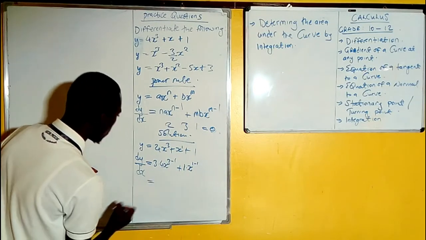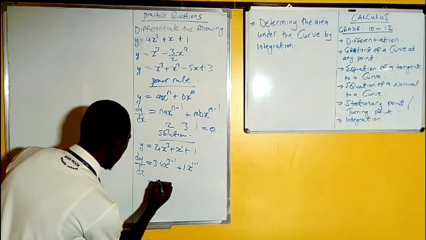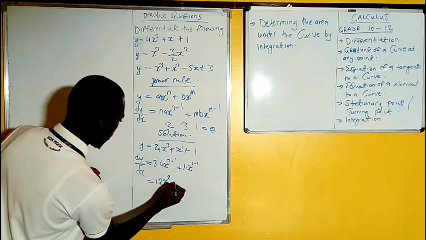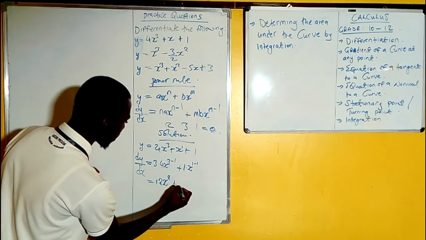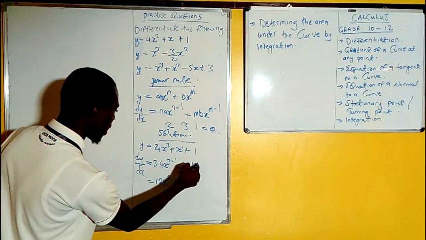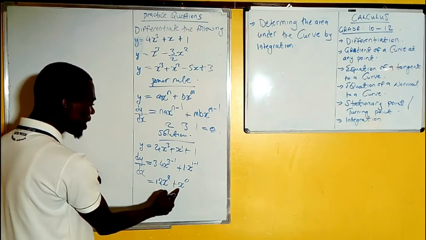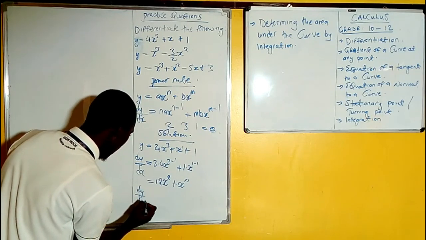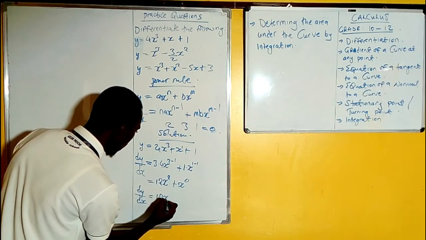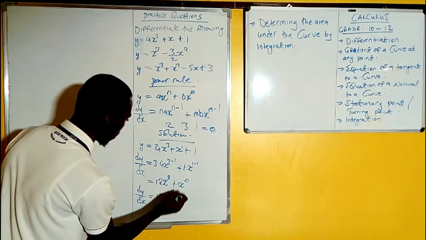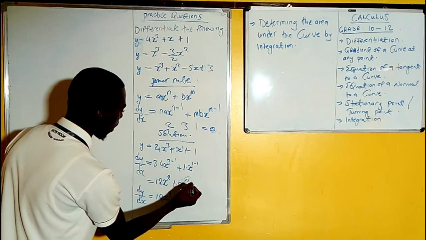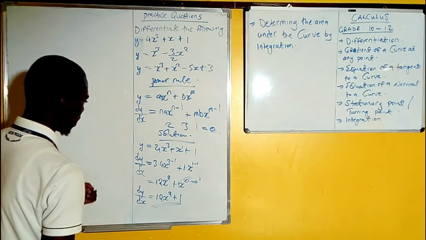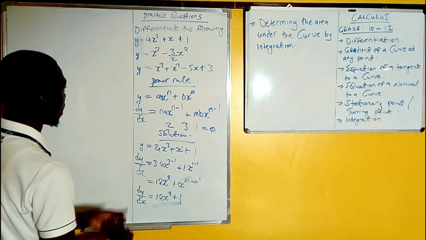So this can be simplified now. 3 times 4 gives us 12, so 12x, then 3 minus 1 remains squared, plus 1 times x is x, then x to the power 1 minus 1 is x to the power 0. We know that any number raised to the power 0 is 1. So finally, dy by dx will be equal to 12x squared plus 1. So you have differentiated. It is as simple as drinking water.